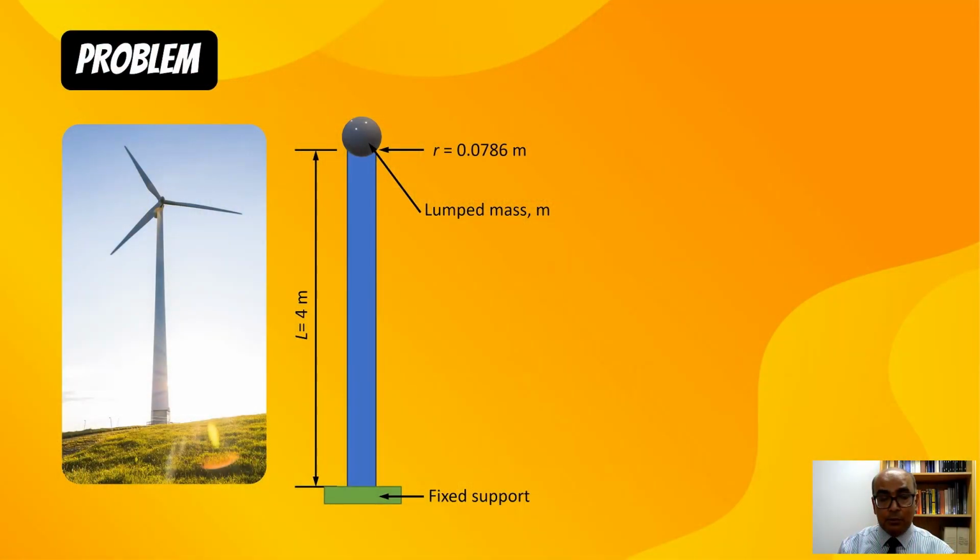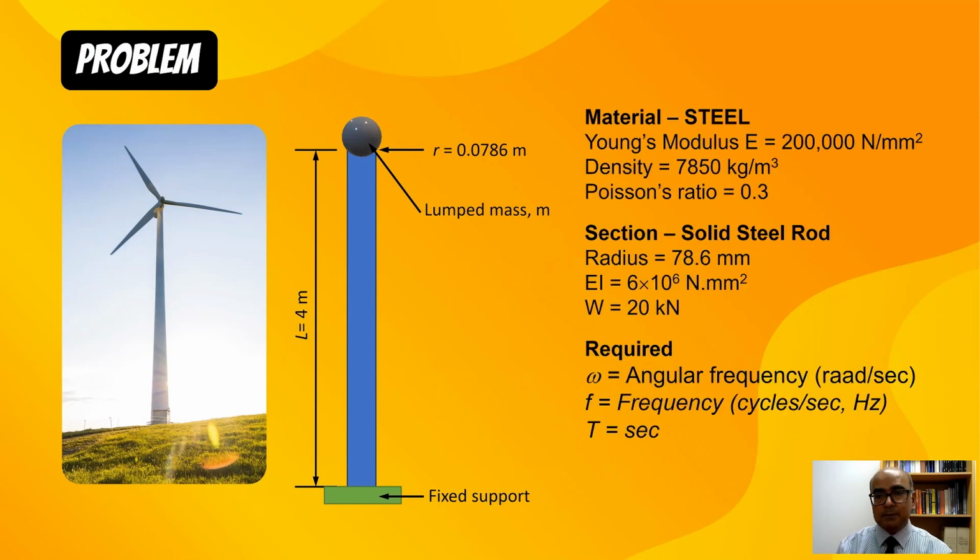The length of the member is 4 meters, radius is 0.0786. Material is steel, modulus of elasticity is 200 gigapascal, density is given, Poisson's ratio is given, and EI is known. The load applied is 20 kilonewton. This is really very important. We'll work out the mass from this load.